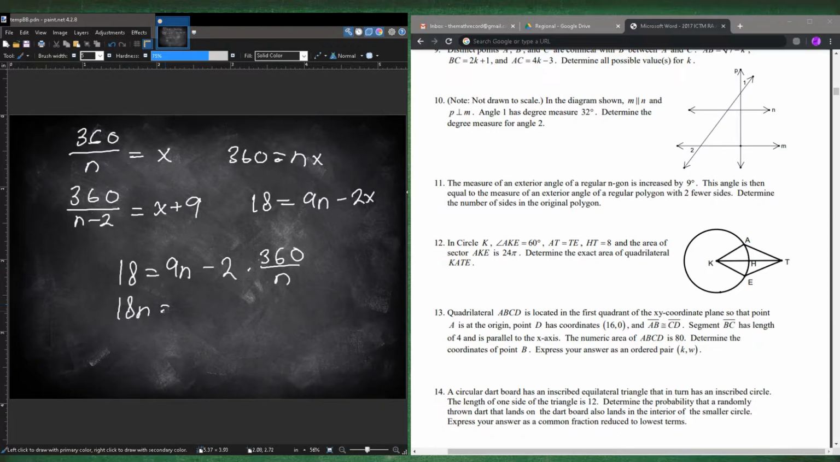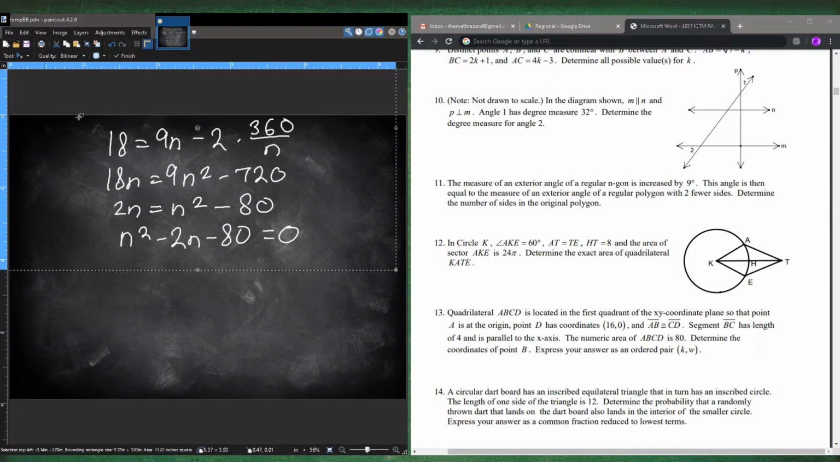So it's 18n. 9n times n is 9n squared. And then 360 over n times n, the n's cancel out. So then this would just be minus 720, right? And let's simplify this. Divide both sides by 9. So 18 divided by 9 is 2, and then that's n squared minus 72 divided by 9 is 8, right? 9, 18, 36, 72. Okay, perfect. And now we have to make it into a quadratic, so n squared minus 2n minus 80, that's equal to 0. Okay.